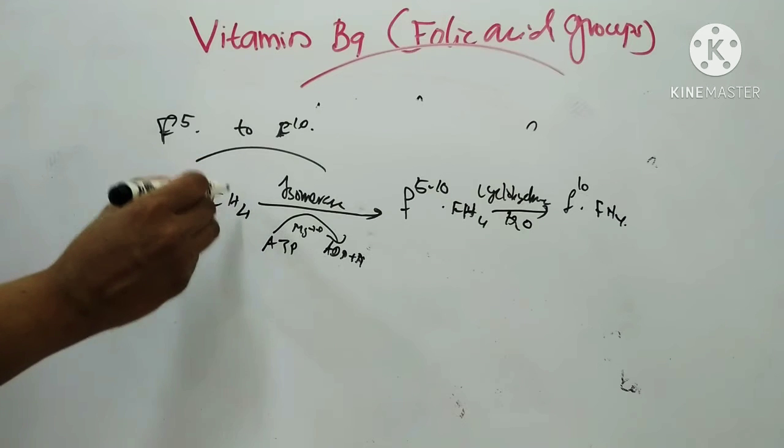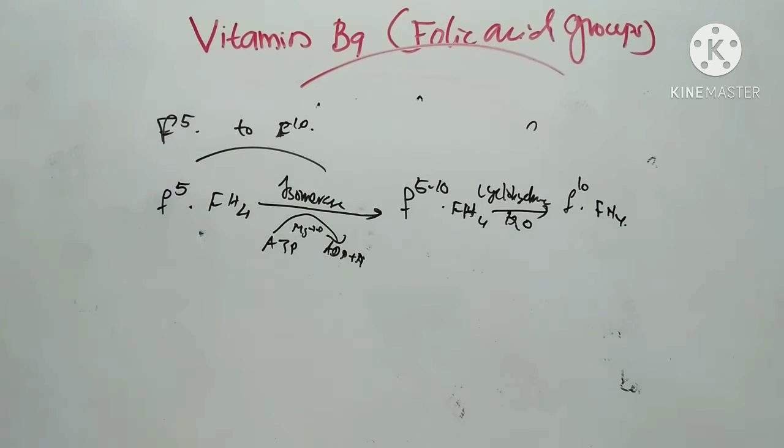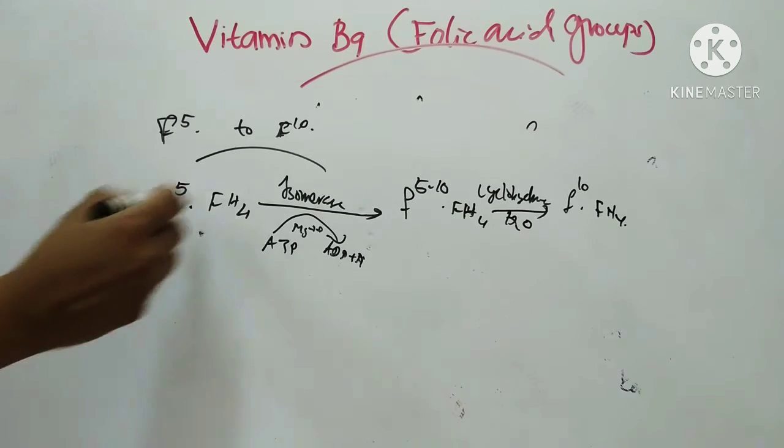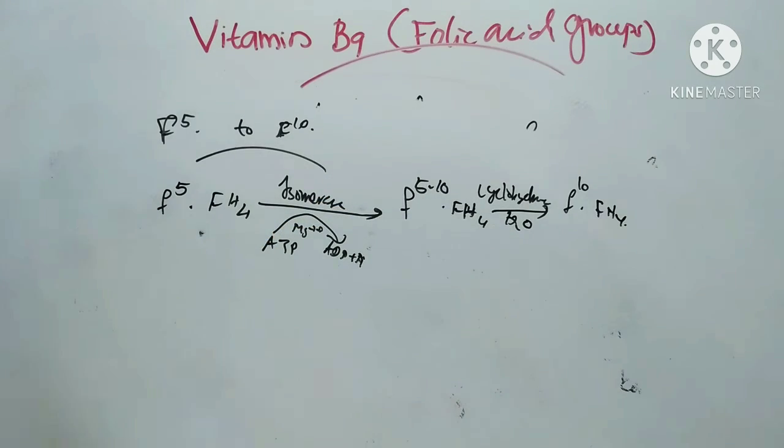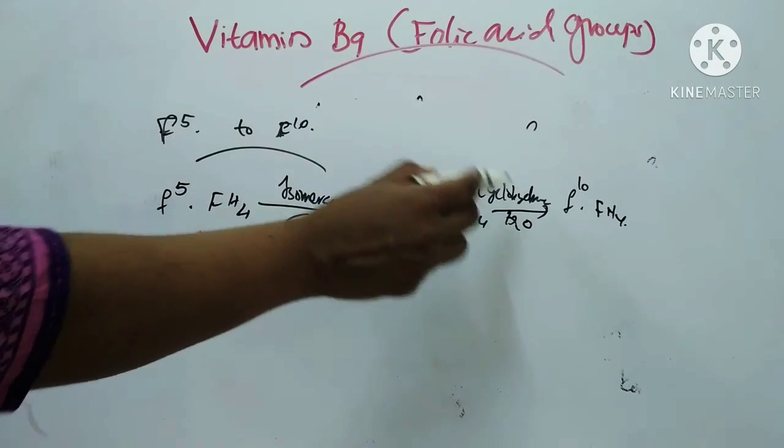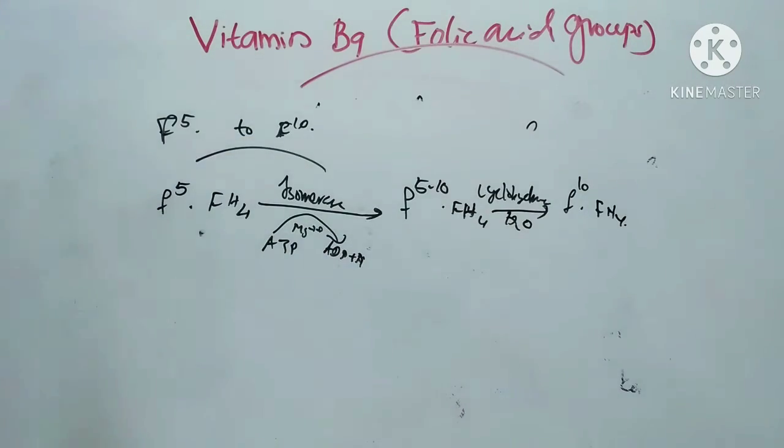Tetrahydrofolate isomerase acts in the presence of ATP. At first, F510FH4 is formed. So the first reaction forms F510FH4. Then, by the action of the enzyme cyclohydrolase, it is converted to F10FH4.